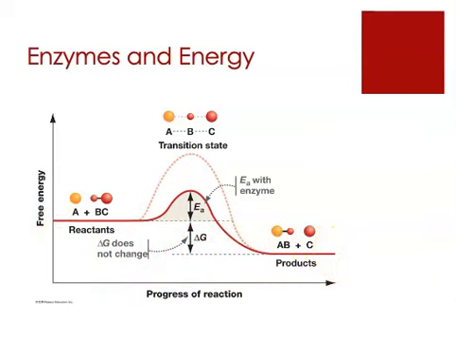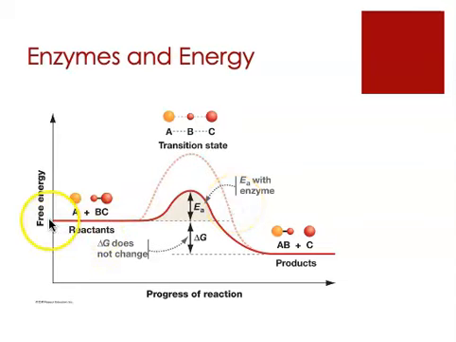And of course, that tells us something. That tells us that this is an exergonic reaction. This is a catabolic reaction. Now, I want you to look at the difference between the dotted line here and the solid line here. The difference between these two lines is the addition of an enzyme.